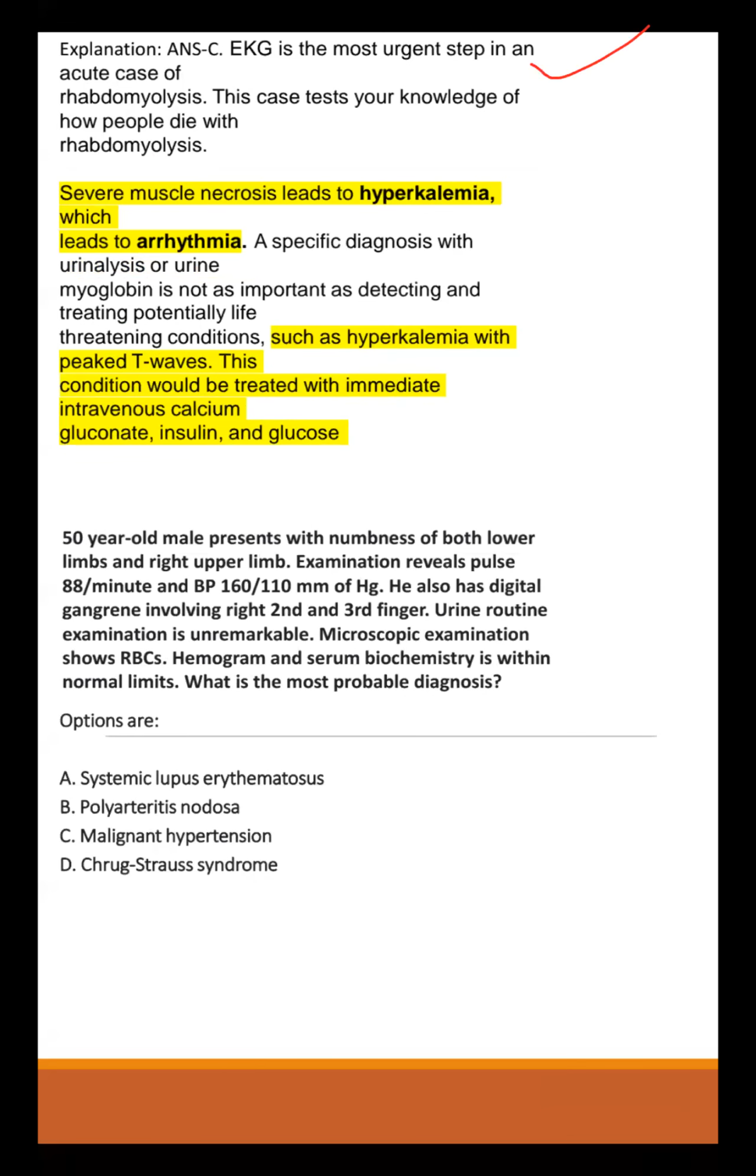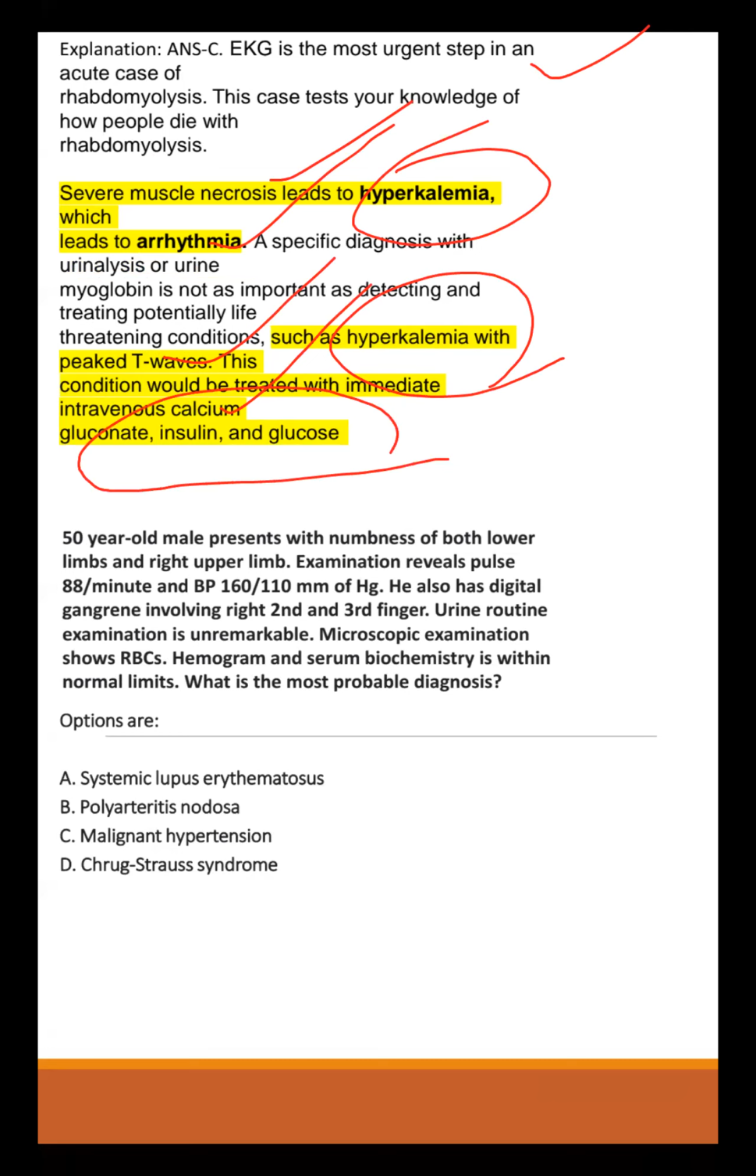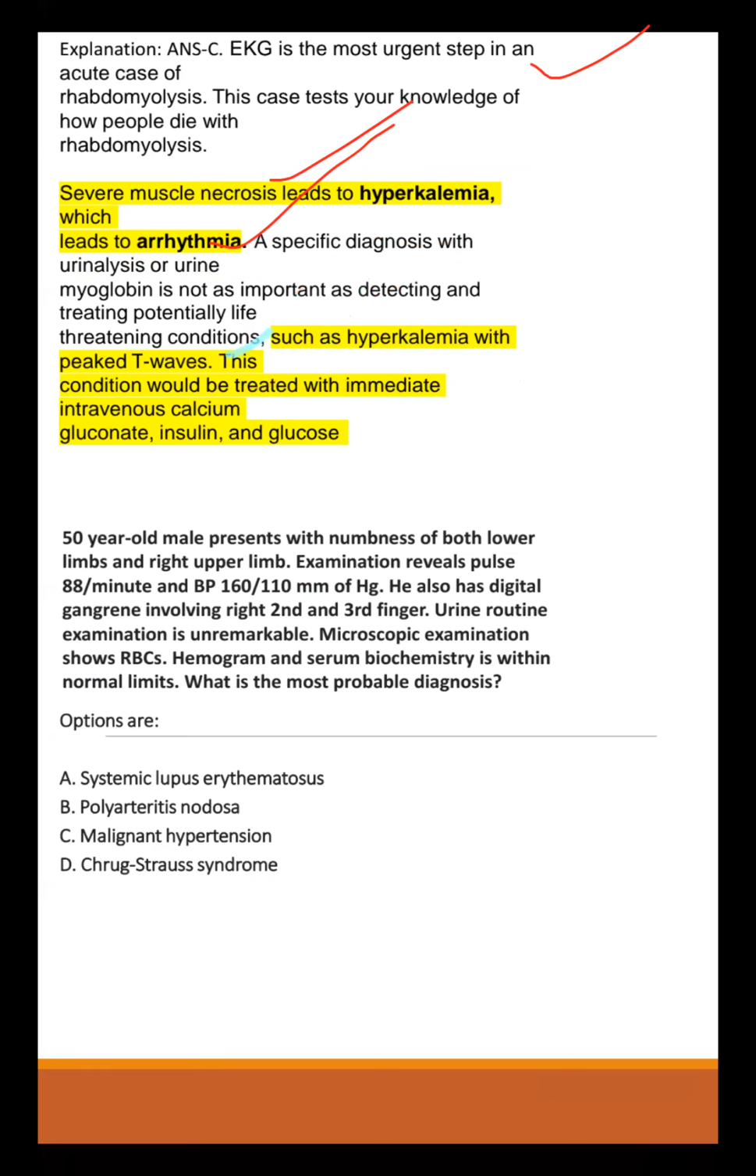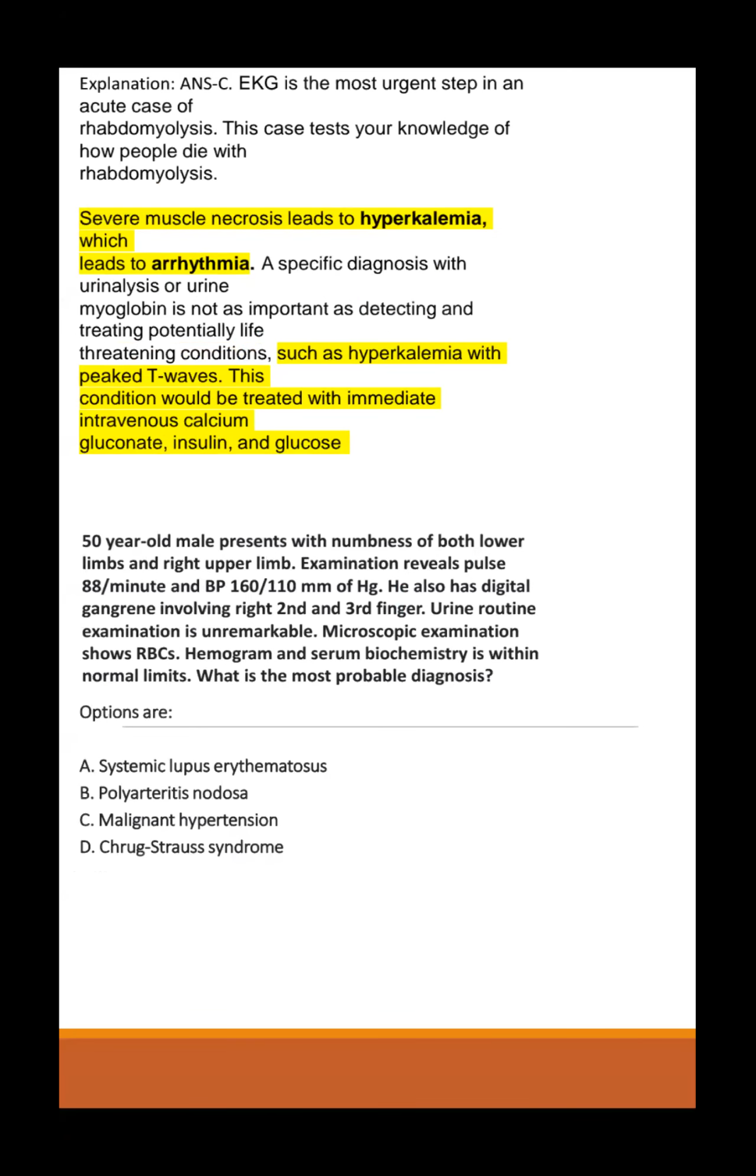The knowledge tested here is that severe muscle necrosis causes hyperkalemia, which leads to arrhythmia. Hyperkalemia shows peaked T waves, so we have to start initial intravenous calcium gluconate, glucose, and insulin. This is the management. But these are life-threatening and can cause sudden cardiac arrest as asystole. Thank you, Doctor. Last question for our nephrology discussion today.